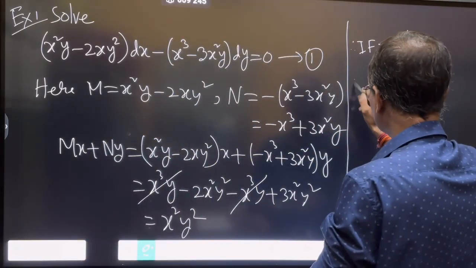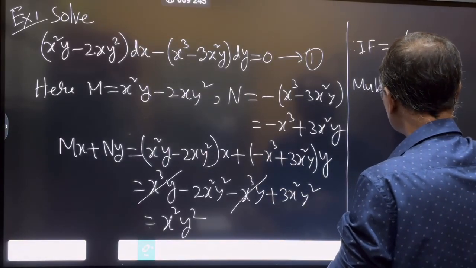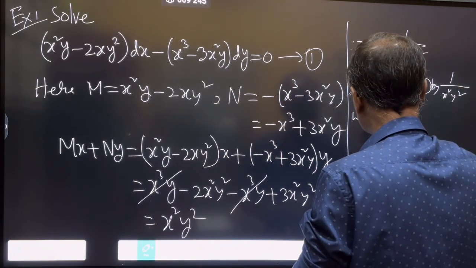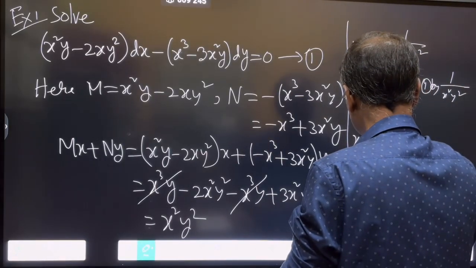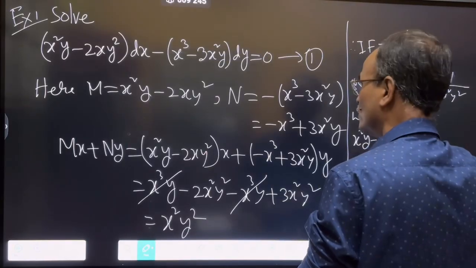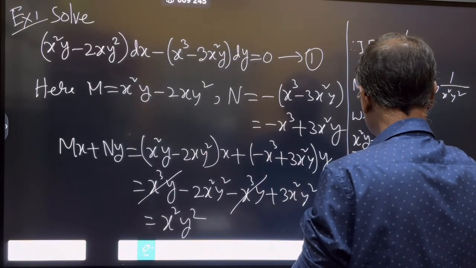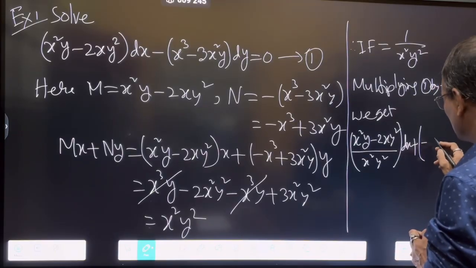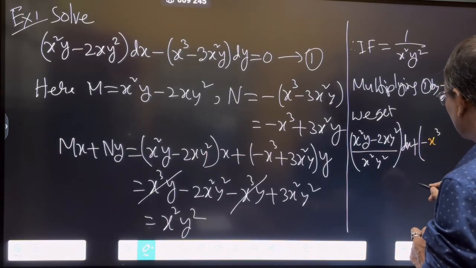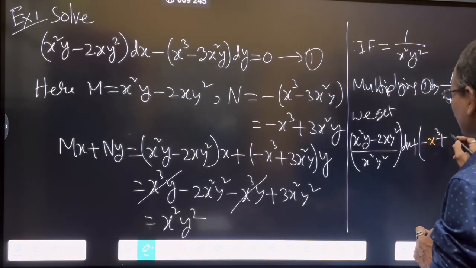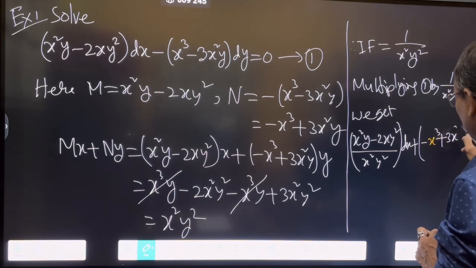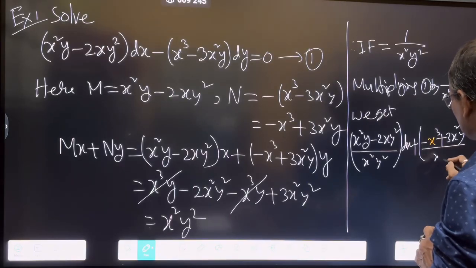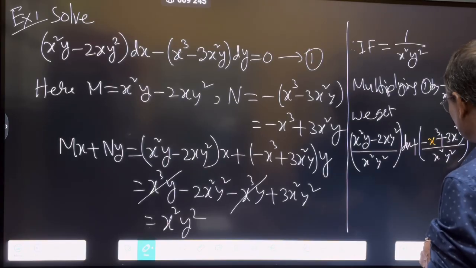Multiplying by the integrating factor, which is 1 by x square y square, we get x square y minus twice x y square divided by x square y square dx plus minus x cube plus thrice x square y divided by x square y square dy equal to 0.